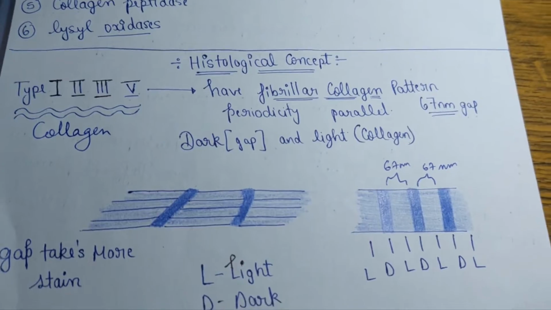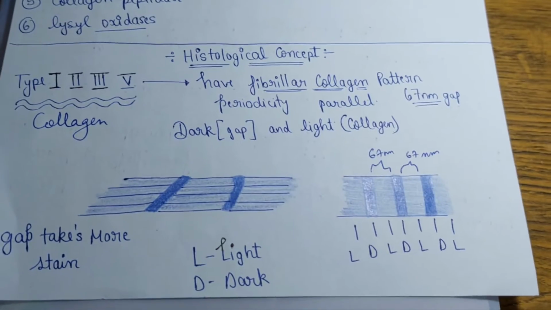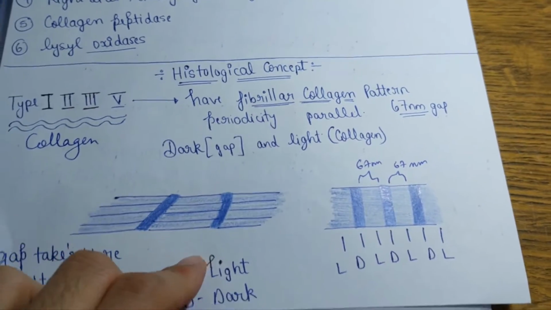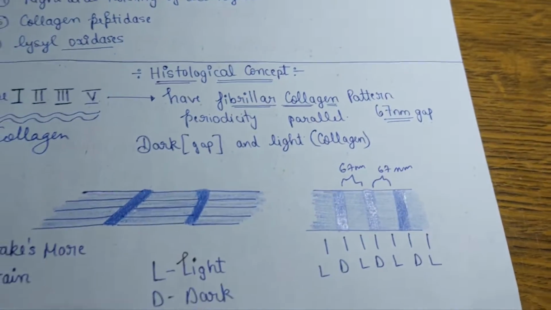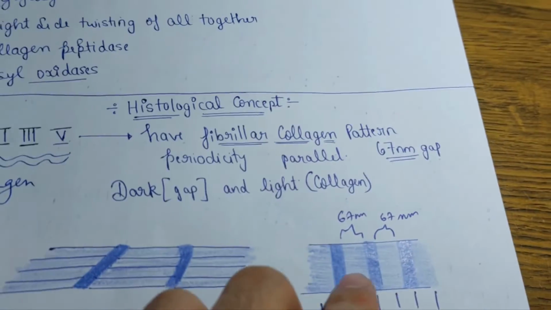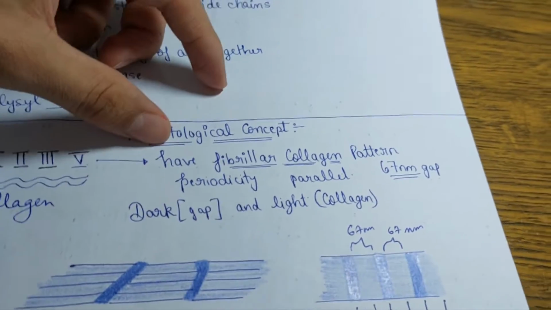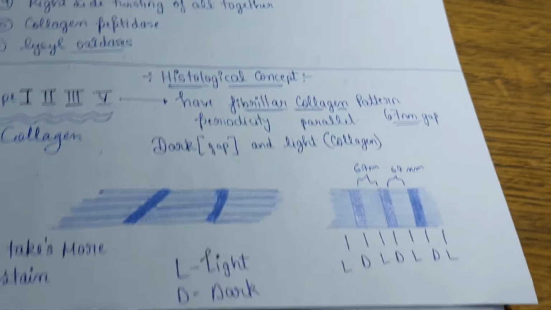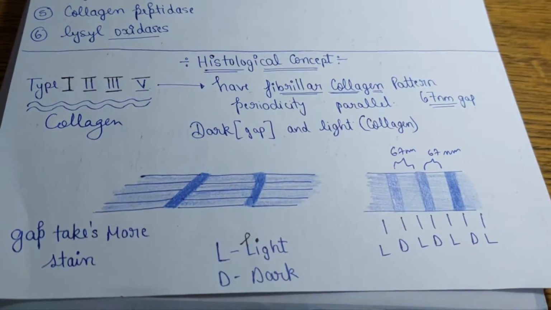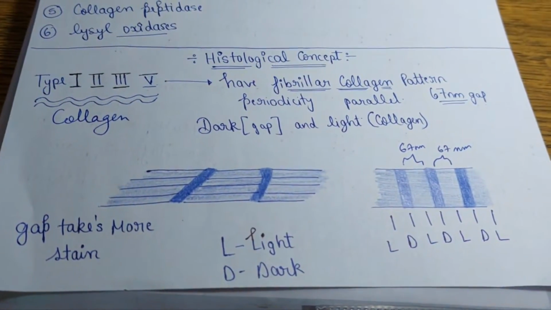There are many different types of collagen, around 27. Out of those, we will discuss some. So, histologically, type 1, type 2, type 3, and type 5 collagen have a fibrillar pattern. This means they have light zones and dark zones when they are stained and seen under the microscope. It was observed by scientists that after every 67 nanometer, we have a dark zone, and again 67 nanometer light zone, again a dark zone. This is called the fibrillar arrangement or fibrillar collagen pattern, which is seen in type 1, type 2, type 3, and type 5 collagen.